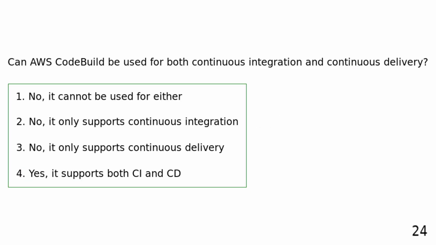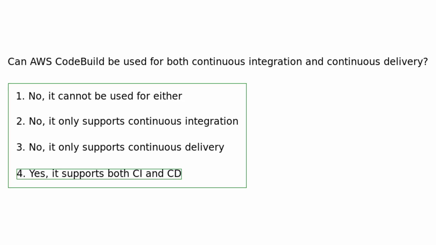Can AWS CodeBuild be used for both continuous integration and continuous delivery? No, it cannot be used for either. No, it only supports continuous integration. No, it only supports continuous delivery. Yes, it supports both CI and CD. AWS CodeBuild can be used for both continuous integration and continuous delivery as part of a CI/CD pipeline.